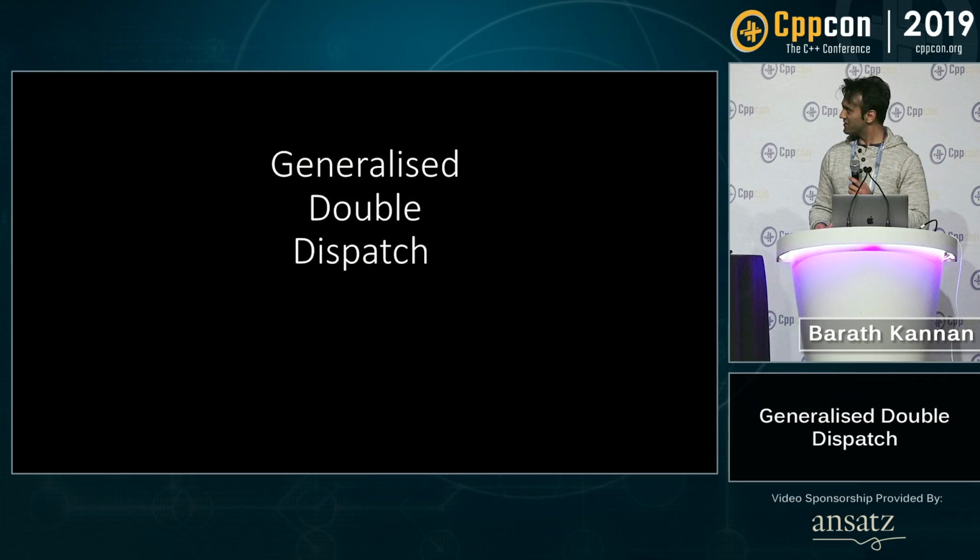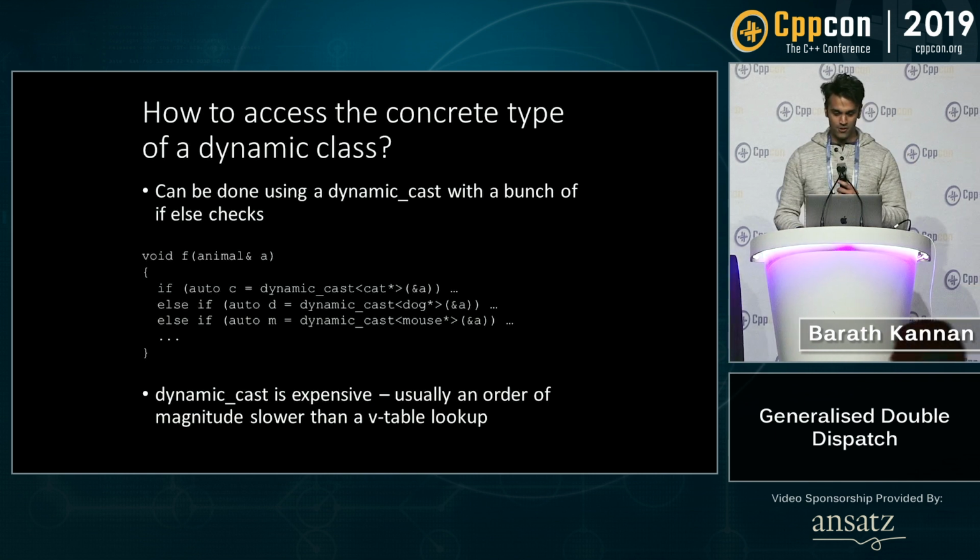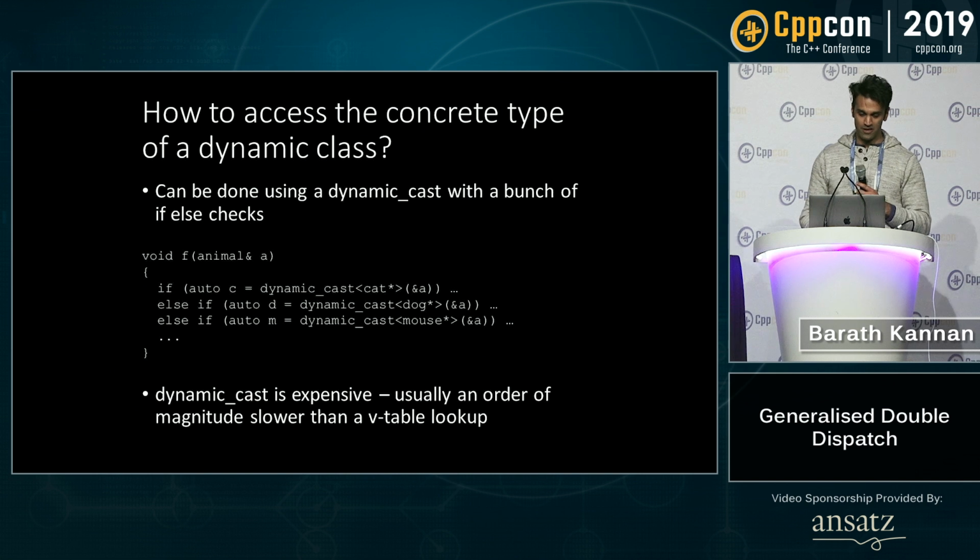All right, cool. This is generalized double dispatch devirtualization. Okay, so how do you access the concrete type of a dynamic class? One way you can do it is with dynamic cast with a bunch of if-else checks, but dynamic cast is pretty expensive, usually an order of magnitude slower than a VTable lookup. There's a whole bunch of benchmarks about it. Go look them up.